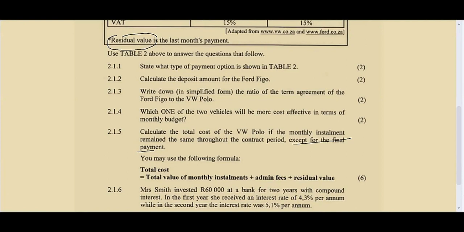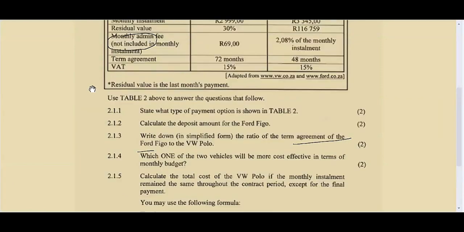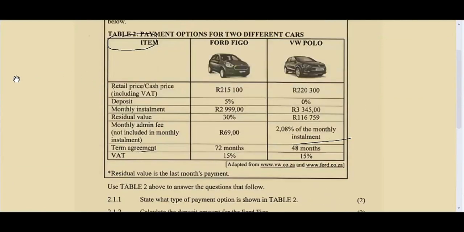So they say we might use the formula. Total cost is equal to total value of monthly installments plus the admin fees plus the residual value. Now, let's go up to calculate. Remember, we are calculating for the VW Polo, right? So our eyes will be fixated on the VW Polo.